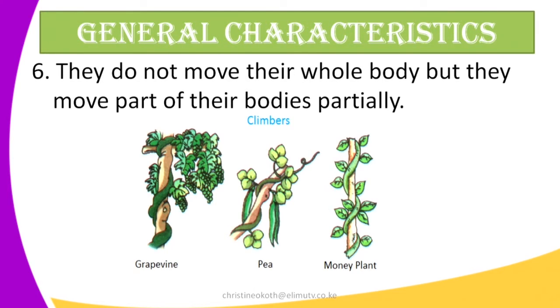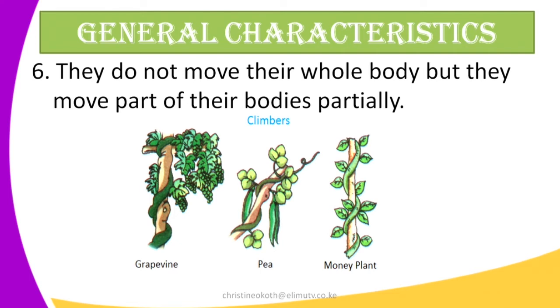Another characteristic of plants: they do not move their whole body, but they move parts of their bodies partially. They are not in a position to dislocate their bodies as animals can. Animals can move from one place to another in a very short time. These plants cannot move, but they move partially through climbing. So we have different types of plants which do the climbing. We call them climbers.